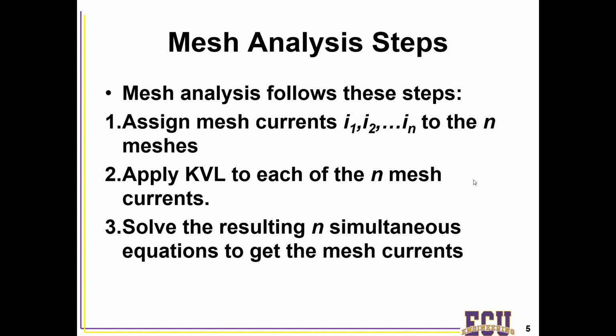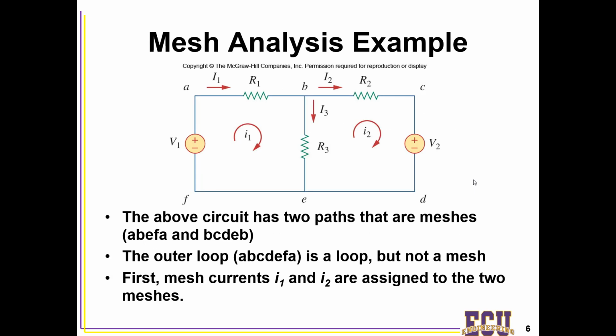Then you're going to apply Kirchhoff's voltage law to each of those meshes. Recall that Kirchhoff's voltage law says if you start at one node and go all the way around the mesh back to itself, then you're going to see no net gain in potential. We're going to see voltage rises and voltage falls, but the net result will be zero gain in potential, and that will allow us to formulate our equations. We will develop N simultaneous equations to find the N mesh currents, and we're going to solve those resulting N equations.